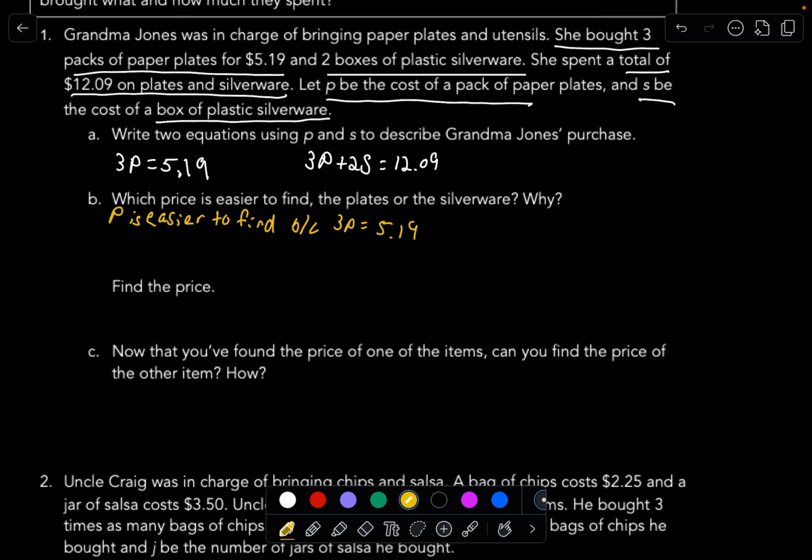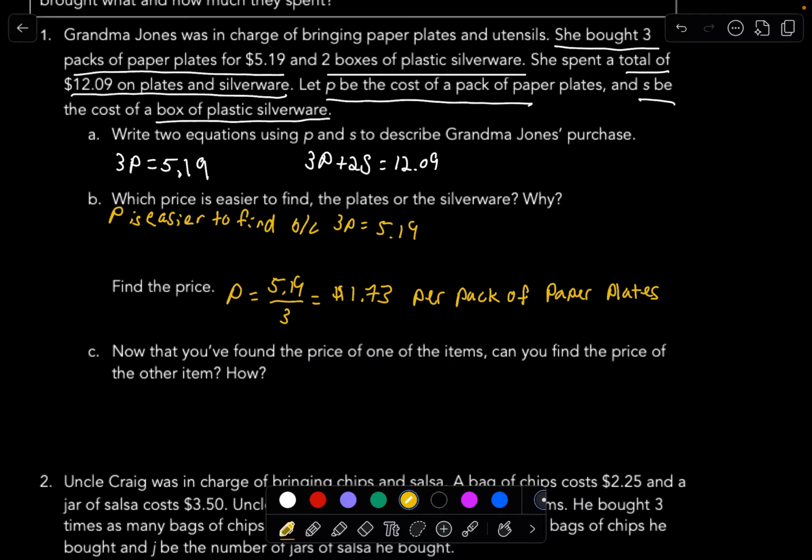So find the price. Well, pretty straightforward. Divide both sides by 3. P equals $5.19 divided by 3, which happens to be, let me get my calculator out, $1.73. Okay, so that's the price per pack of plates. You can even say paper plates.